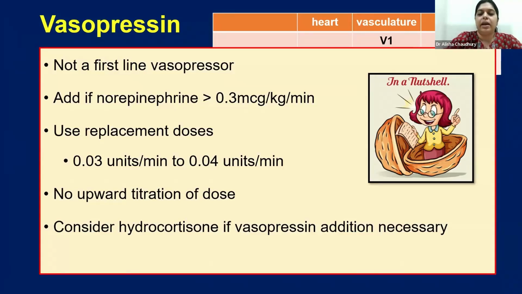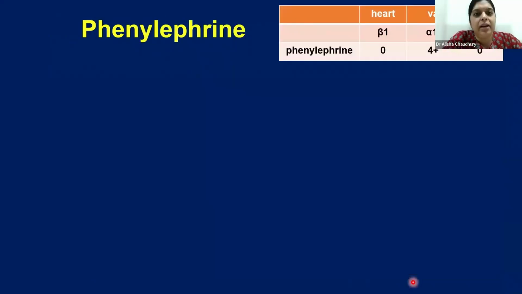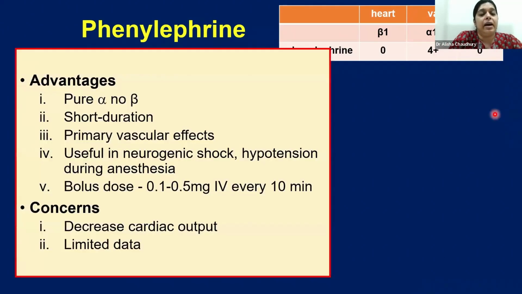Just a single slide about phenylephrine. I don't use it very commonly in the ICU. People who are working in anesthesia, like OTs and units, will be coming across this drug more. The point of putting this slide was to emphasize the fact that it is a pure alpha-1 action. See, there is no beta-1, beta-2 action. It's a pure alpha-1 action, 4 plus, right? And it has a shorter duration of action.